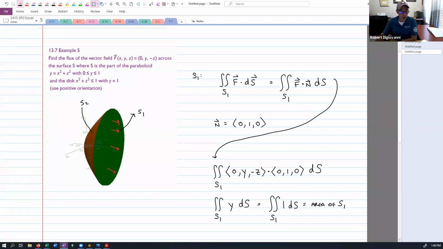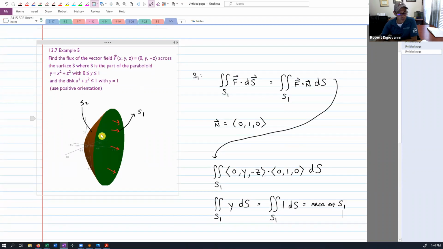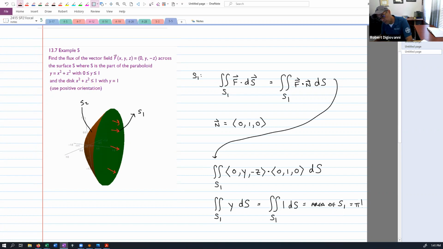Do you know the area of S1? Just by looking at it, do you know? Well, it's this disk, right? x squared plus y plus z squared less than or equal to 1. So this disk has a radius of 1, doesn't it? So the area of that should be pi r squared, but r is 1. So the answer to this is pi without any integration. That's kind of cool, huh? If you had tried it a different way, it'd be much more work.